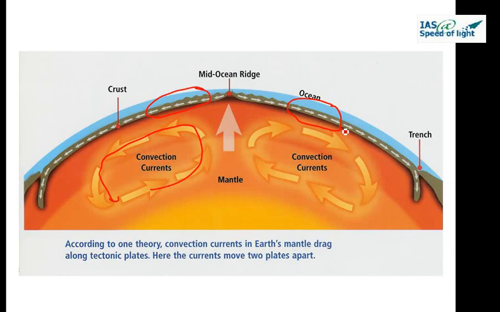And this is the figure we have seen, the convection currents which actually drive the plates' movement. If they are directed away, the plates will go apart from each other. If suppose this convection current is in this direction, then they will start converging, or they will come closer to each other.